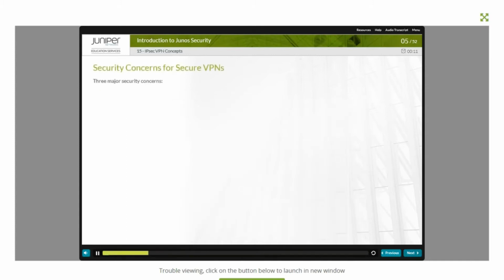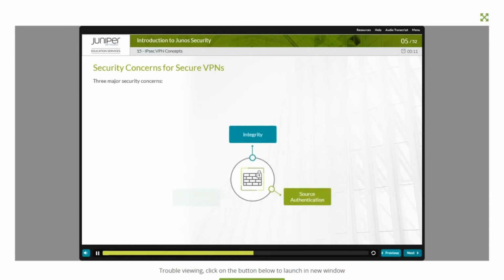3 major security concerns exist for network security: integrity, source authentication, and confidentiality. Click each security concern to learn more.